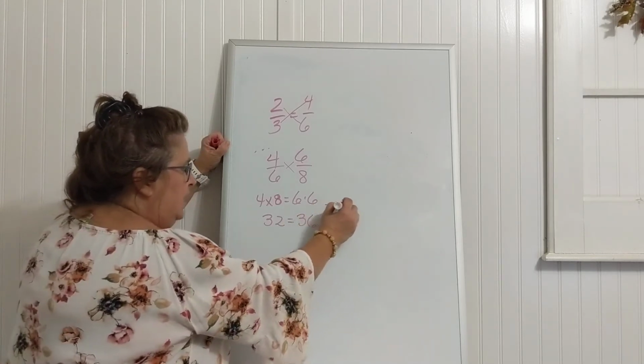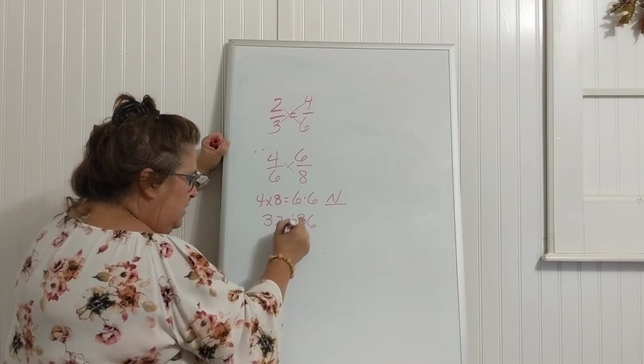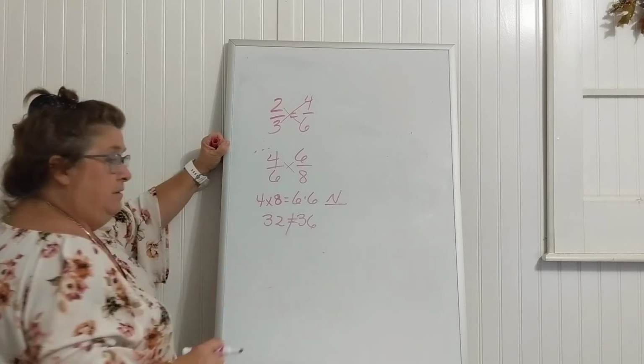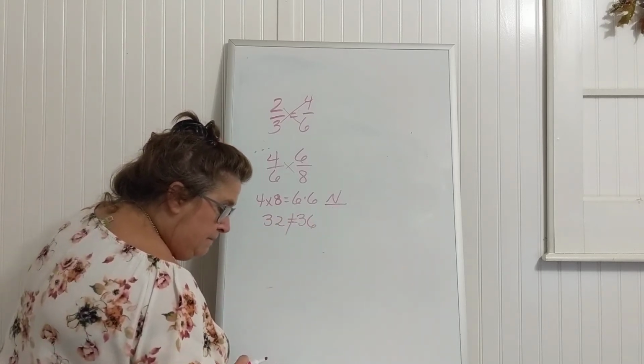So on the line, you will write an N for not equal, and then you can put a slash through the equal sign and say not. That does not equal.